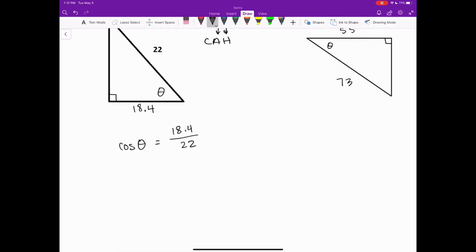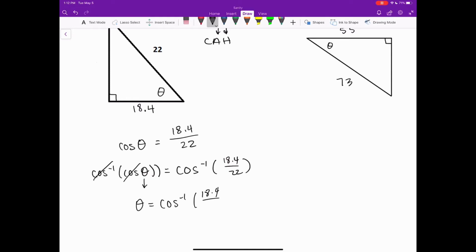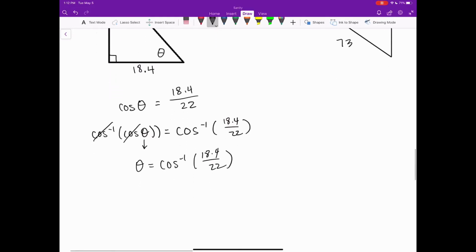So to get theta by itself, I have to take the inverse of cosine on both sides. What you do to one side, you must do to the other. So I also have to take the cosine inverse of 18.4 over 22. That cosine inverse and cosine are going to cancel out. I'm just left with theta equals cosine inverse of 18.4 over 22. If you plug that into your calculator, you are going to get a theta of about 33.2419. Okay, so that angle measures about 33 degrees.